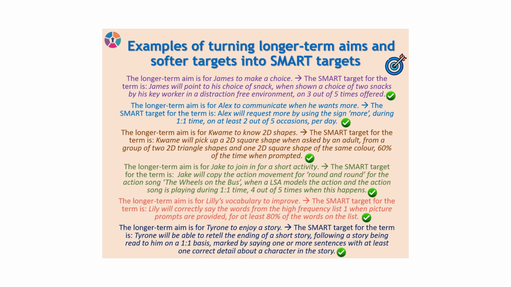The longer-term aim is for Lily's vocabulary to improve. The SMART target for the term is Lily will correctly say the words from the high-frequency list 1 when picture prompts are provided for at least 80% of the words on the list.